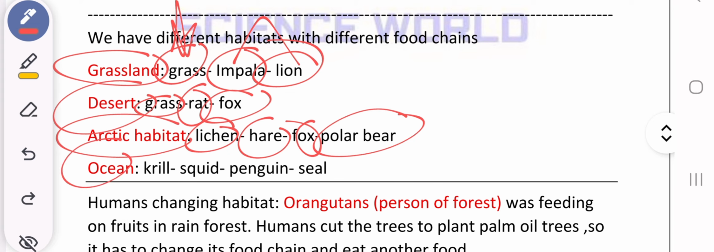Let's travel and visit the ocean. We will find algae. Algae is like green plants. Krill, which is like shrimp, will eat the algae. Squid, like octopus, will eat the krill. Penguin will eat the squid and the seal will eat the penguin.